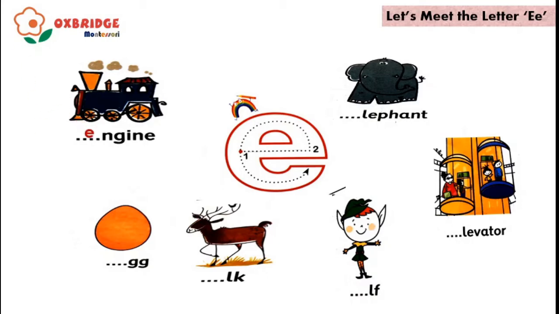Next we have egg. To find out the beginning sound of egg, we have to say egg slowly. Yes, the beginning sound of egg is also E. Next we have a picture of elk, E, elk, E, elevator, and E, elephant. Let's move towards the next letter.